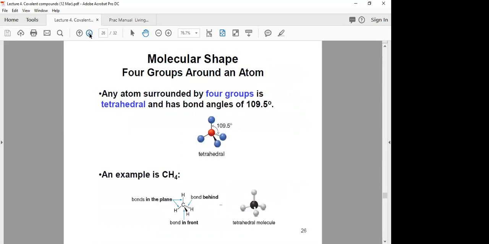All right, another example, 4 groups surrounding an atom. An atom surrounded by 4 groups is tetrahedral in shape, and it has bond angles of 109.5 degrees. Once again, here's our central atom and the 4 groups, or 4 atoms in this case, surrounding it. Now, this answers someone's question that we had right at the beginning.